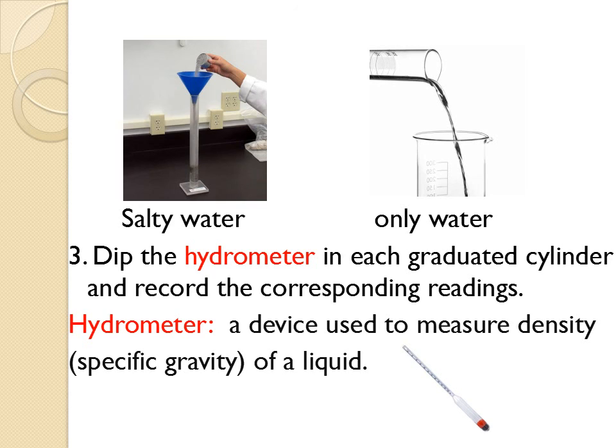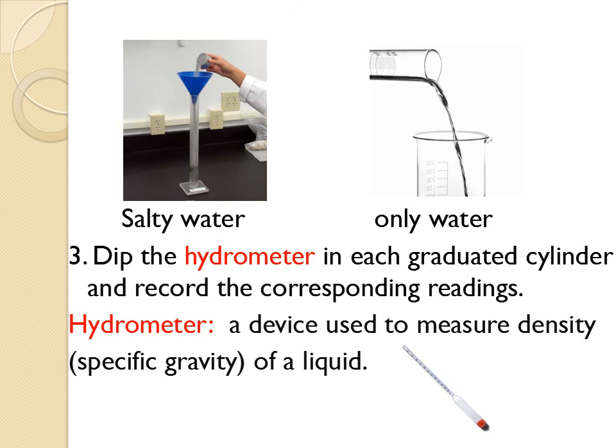What does this mean? First, in order to know what this means, we must know the meaning of a hydrometer. A hydrometer is a device used to measure density, which is also the specific gravity, of a liquid. As you see in the picture, this is a hydrometer. It looks like a thermometer, but it's not a thermometer, it's a hydrometer. Usually it is used to measure the density of a liquid. They put it inside a graduated cylinder in order to read the number, the density of each liquid.